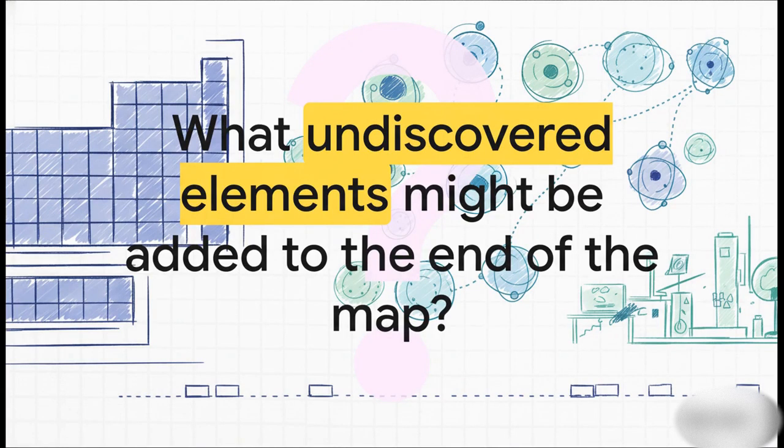And that brings us to one final thought. The periodic table organizes everything we know, but the map isn't finished. Scientists are still creating heavier, super unstable elements in labs. So it really makes you wonder, right? What undiscovered elements are still out there just waiting to be added to the very edges of our map of the universe?